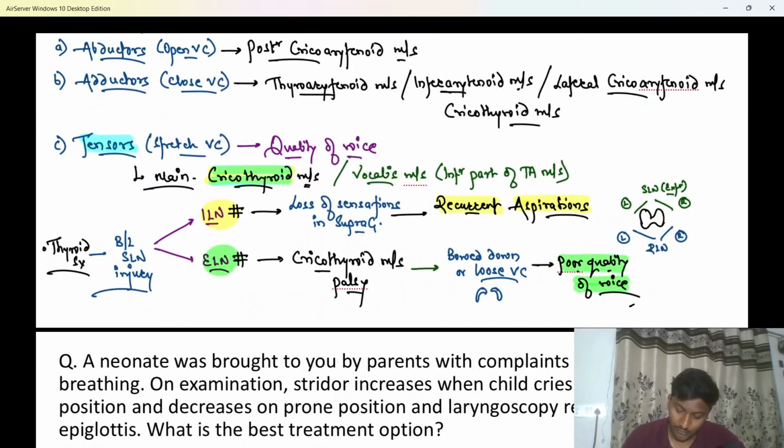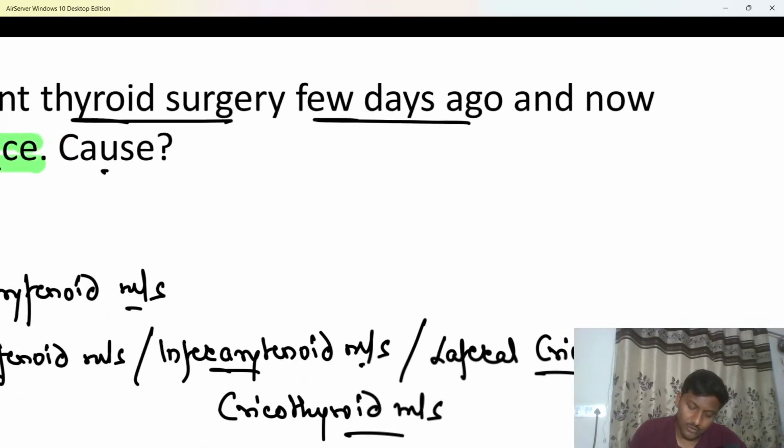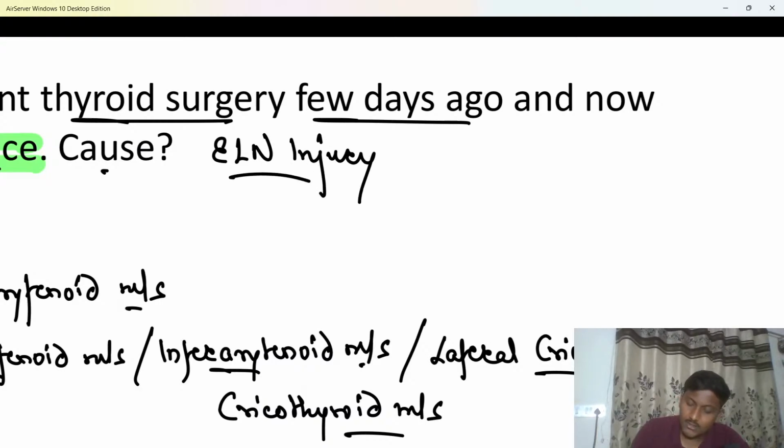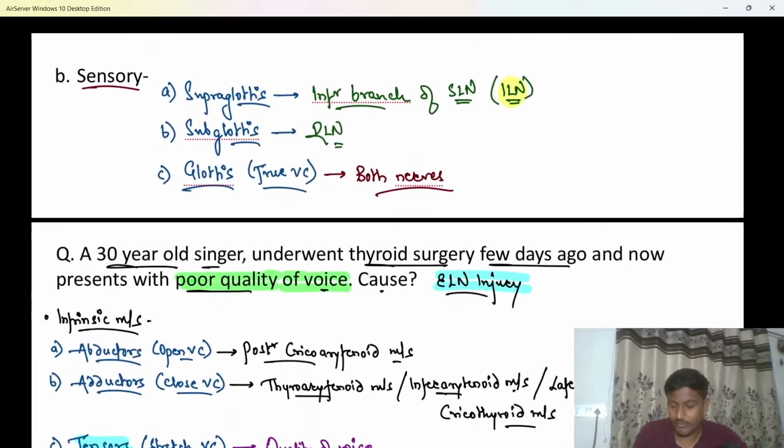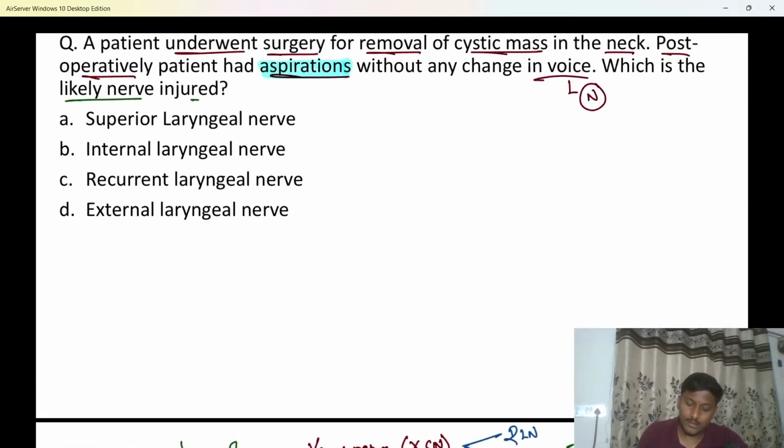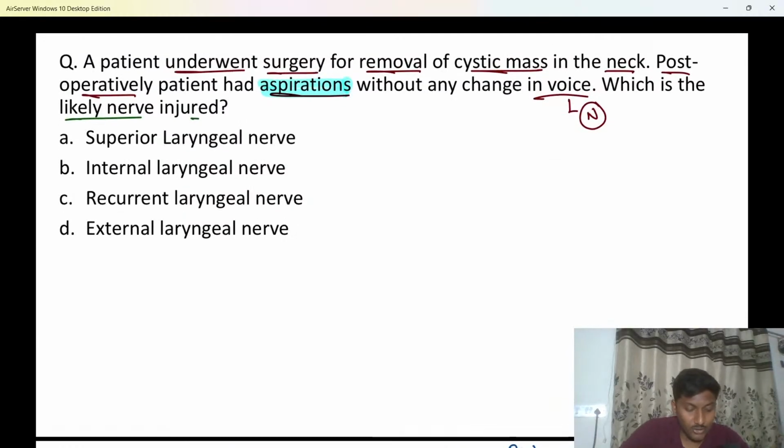So please remember the likely nerve injury over here. We know it is poor quality of voice, right? So the likely nerve injury is going to be the external branch of the superior laryngeal nerve, or external laryngeal nerve injury. So here the nerve which is injured is nothing else but the external branch of SLN, or the external laryngeal nerve, we can call it. Okay? Answer this question, beta. What will be the answer to this question now?